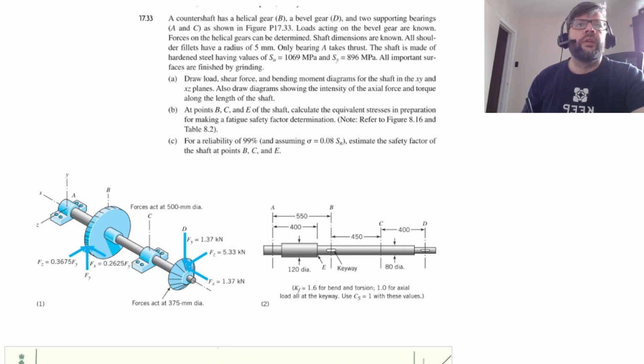And the supports are each going to have reactions as well. So the bearing at A is the one that takes any of the thrust that's left over, whereas C here is only going to be acting in the Y and Z directions.